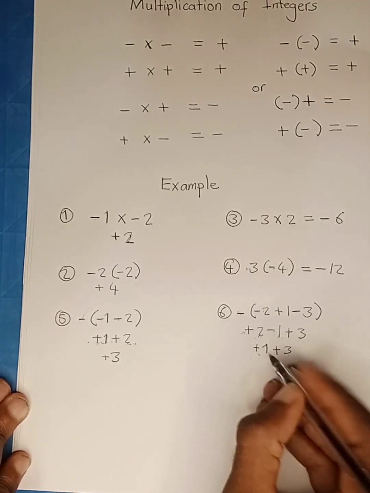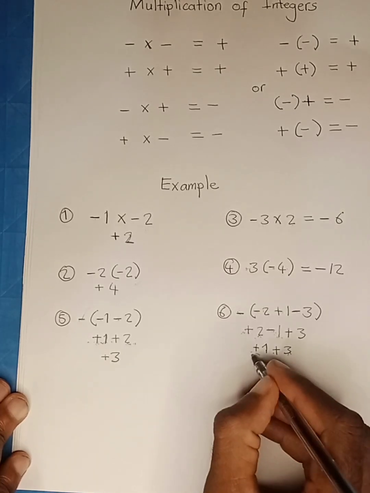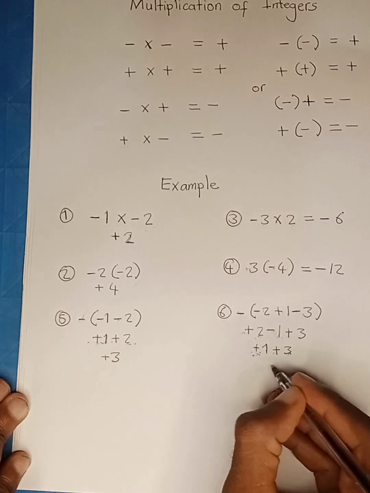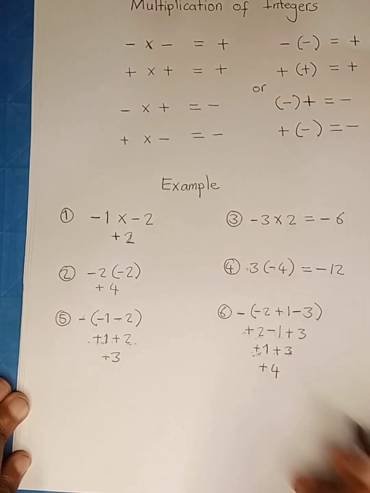If we look at these two numbers, 1 has a positive, 3 has a positive, the signs are the same. Now, same means addition. So if we add the two numbers, 1 plus 3, we get a 4. And both numbers are positive, so our answer will be positive.